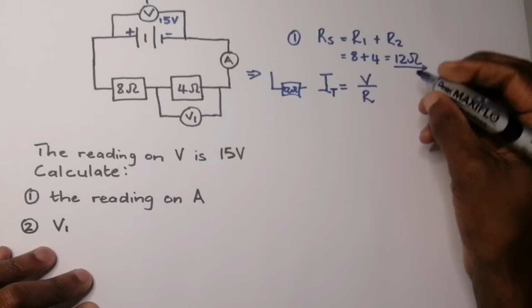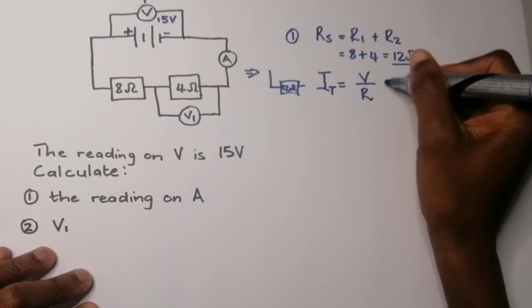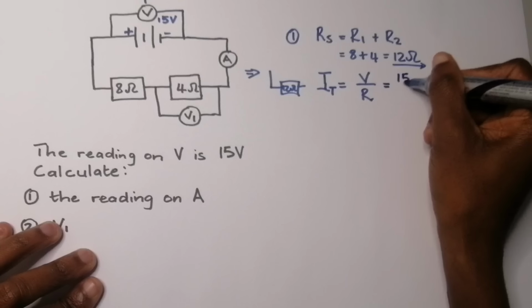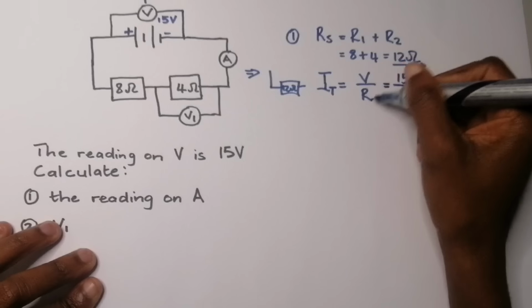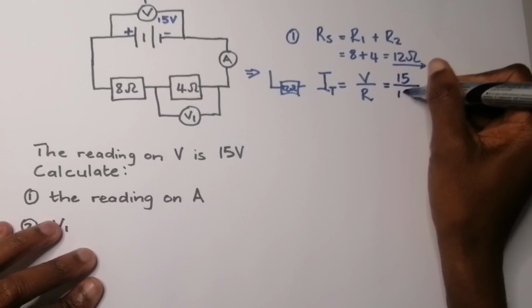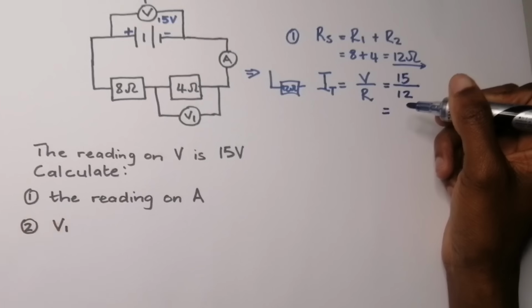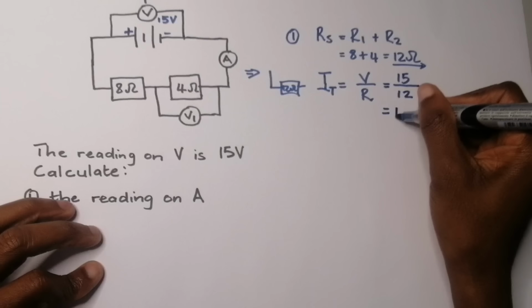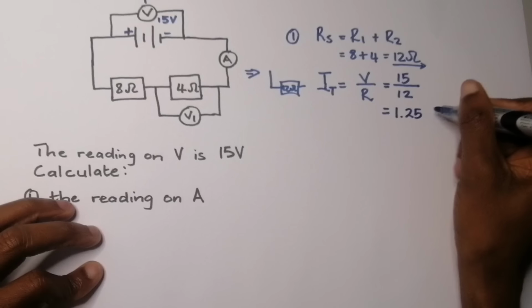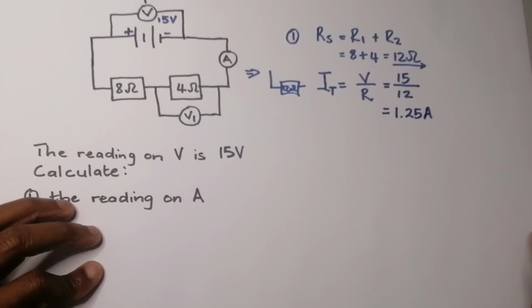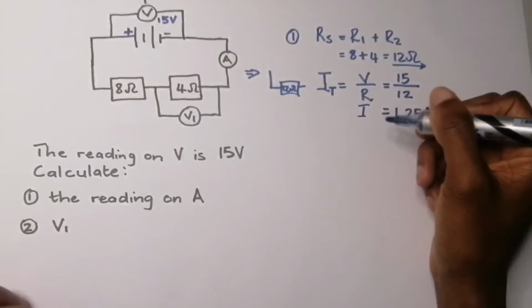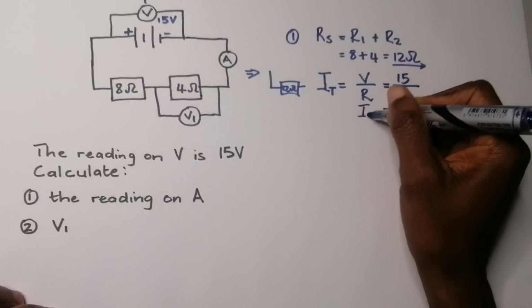Can you see? So now I'm going to say I is equals to V over R. My voltage that is given, it's my total voltage, which is 15, okay? Divided by my total resistance in this case, which is 12. And what does that give us? So that's going to be 15 over 12, and that gives us 1.25 amperes. So the current reading on A is 1.25 amperes.